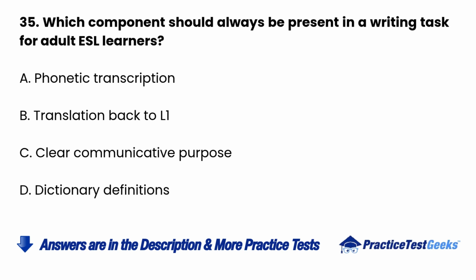35. Which component should always be present in a writing task for adult ESL learners? A. Phonetic transcription. B. Translation back to L1. C. Clear communicative purpose. D. Dictionary definitions.